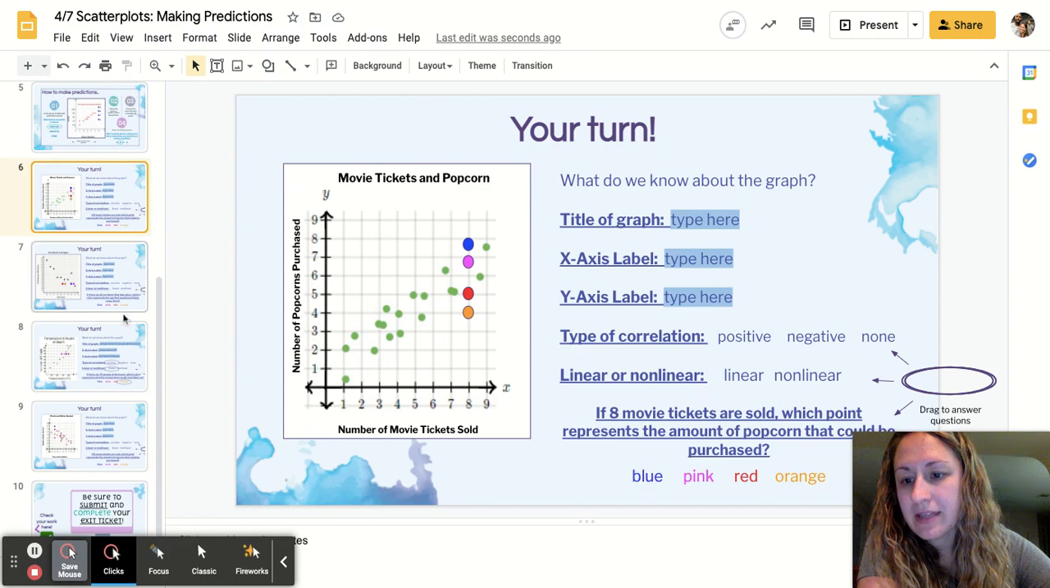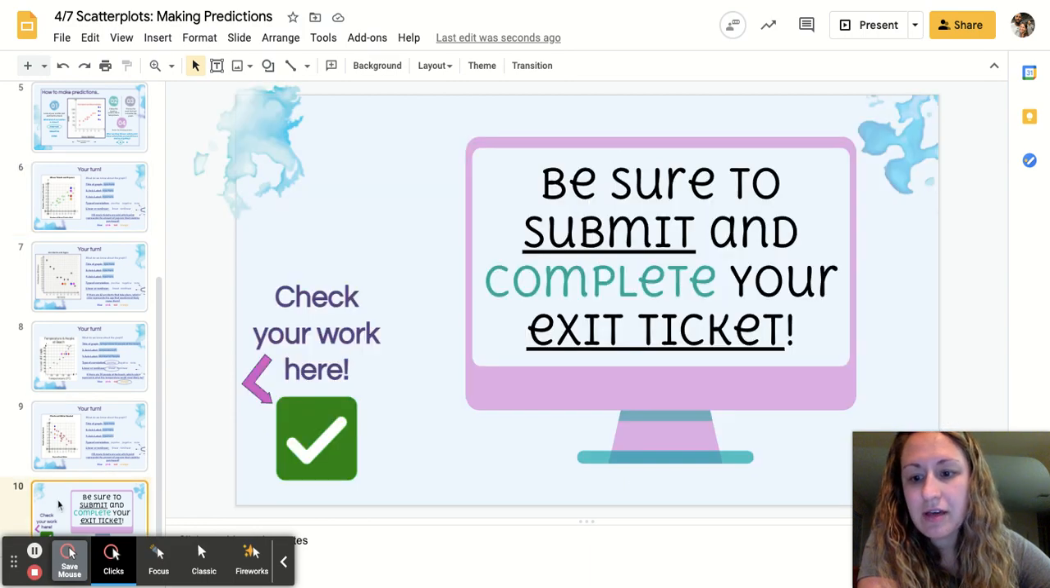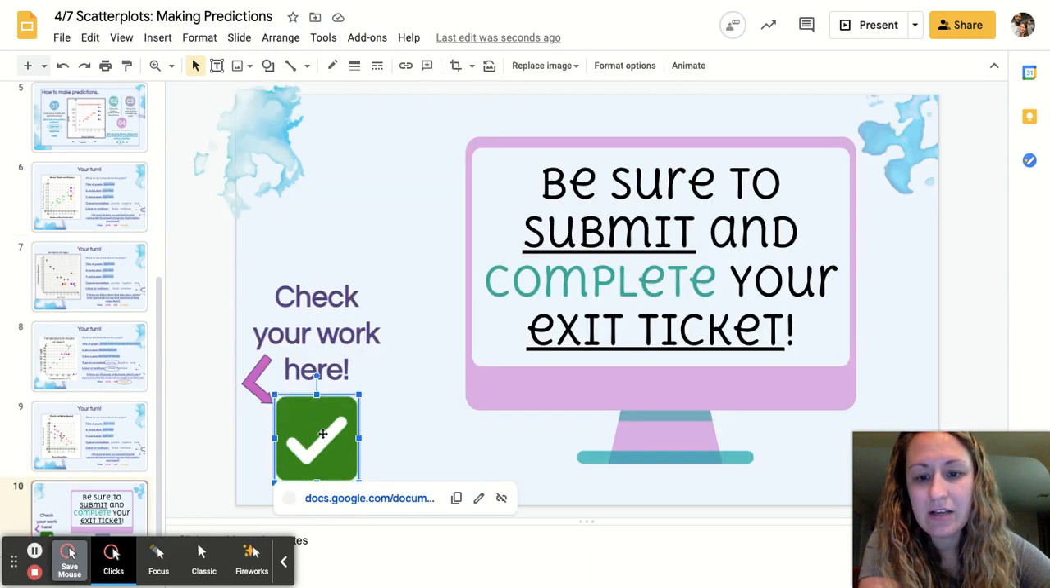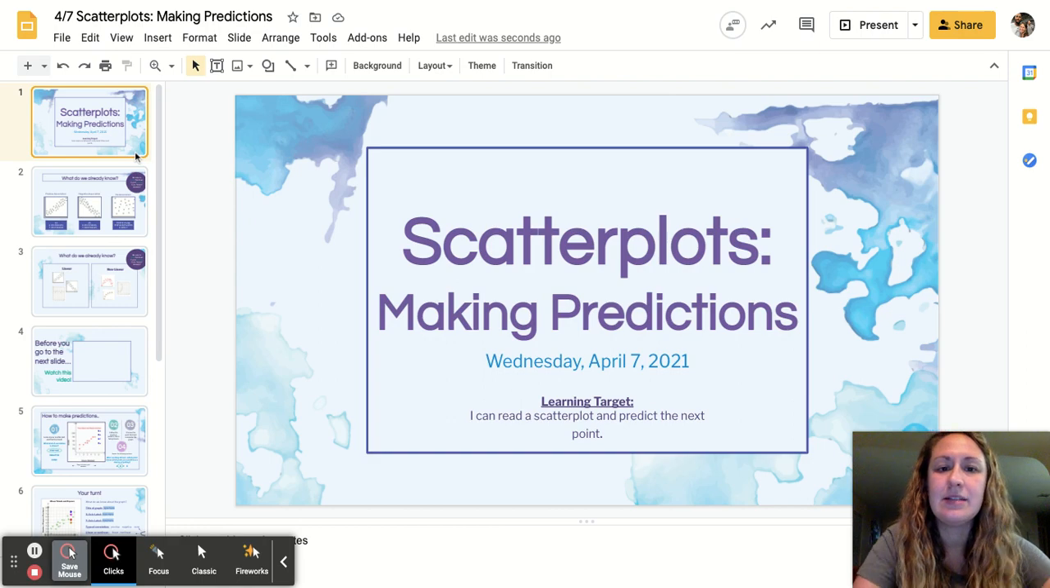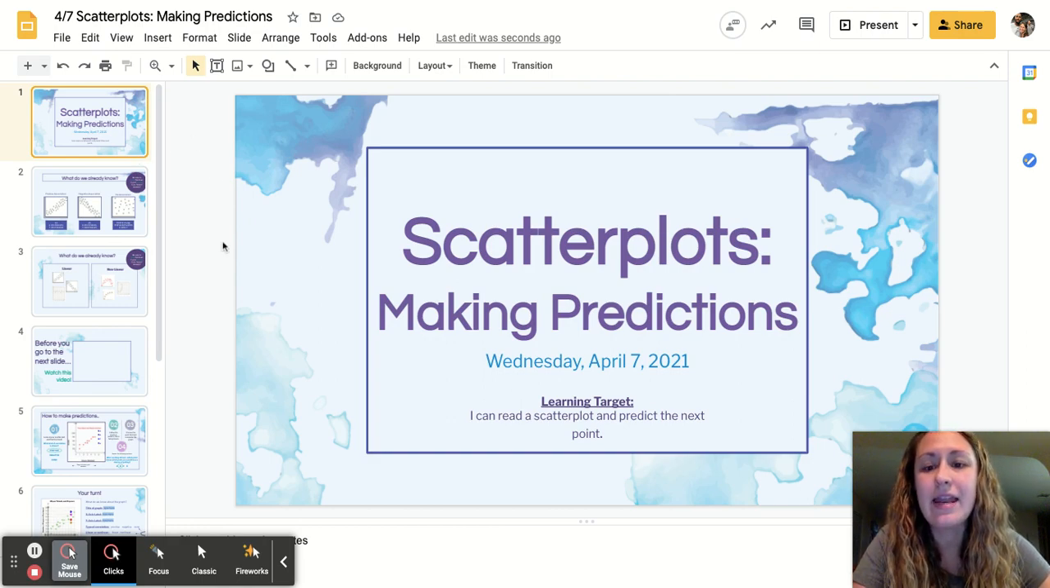So after you complete these 4 practices, you can come here to slide 10, click on the check mark to check your work. Make sure you submit your assignment and go ahead and do your exit ticket in Schoology as well. If you have any questions at all, make sure you ask your teachers, okay?